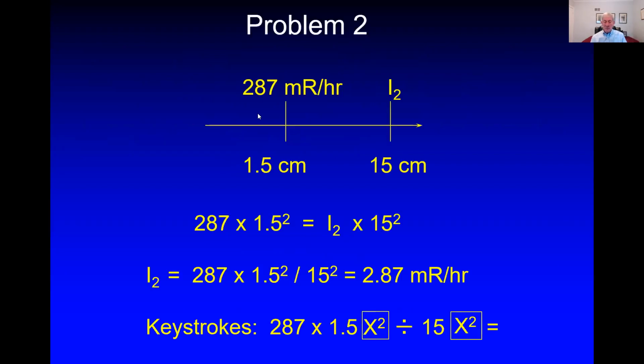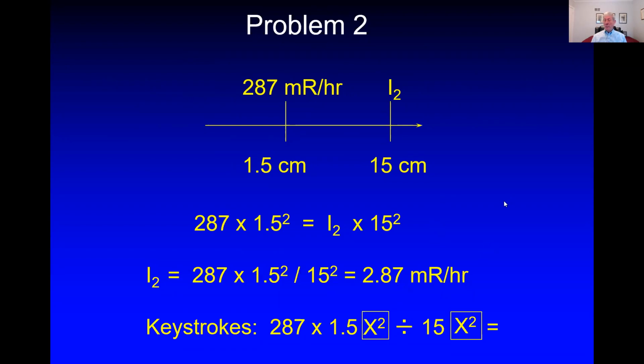And here's the math. 287 times 1.5 squared equals I2 times 15 squared. Here's your equation. I2 is going to be this times this divided by this. Here are your keystrokes: 287 times 1.5 x squared key divided by 15 x squared key. And then you must punch equals. And that, of course, will give you the 2.87.